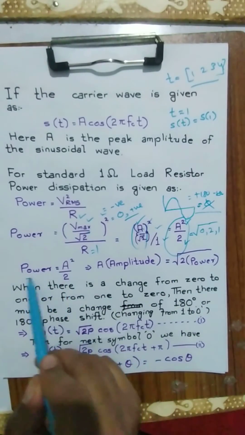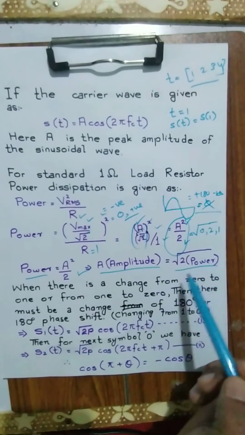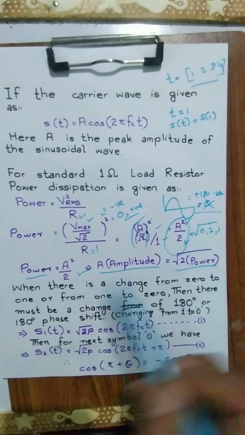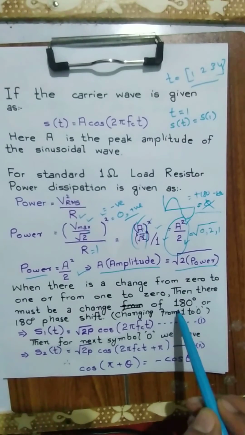So here you can see that power is equal to A square by 2, so the amplitude A is equal to under root 2 into power. Again, when there is a change from 0 to 1 or from 1 to 0, there must be a phase shift of 180 degrees. We know that when our digital or communication signal goes from 0 to 1 or 1 to 0, there is a phase shift of 180 degrees.